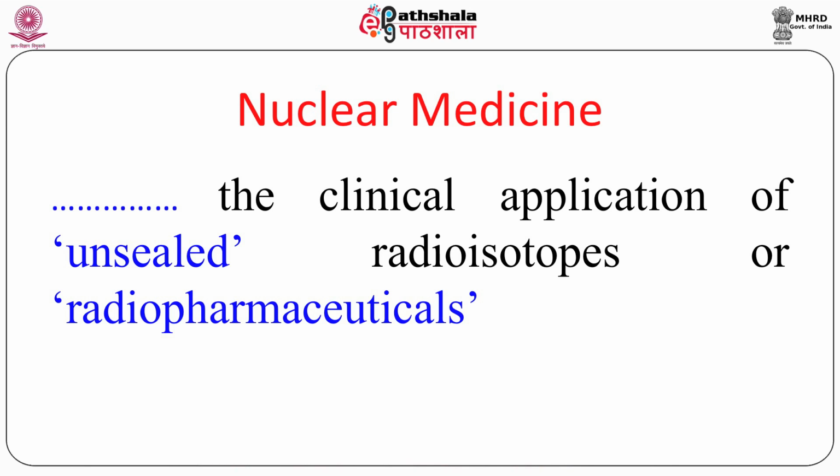This radiopharmaceutical is to be administered into the human body, and finally whatever radiation is coming out is to be detected by a device which we call a gamma camera or SPECT or PET, but nowadays we have a hybrid technology where two types of scan can take place, like PET-CT and SPECT-CT.